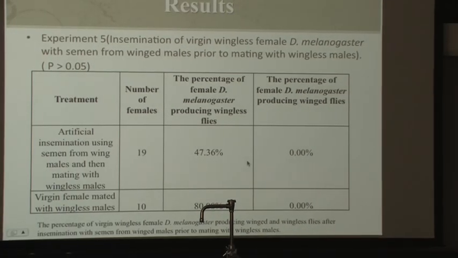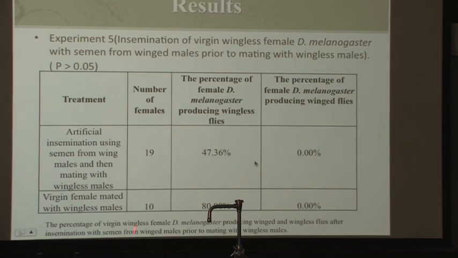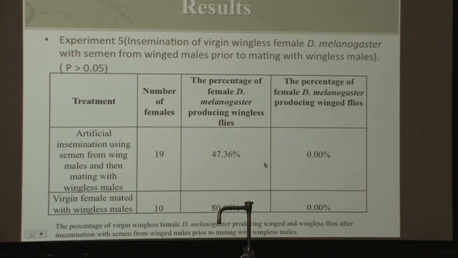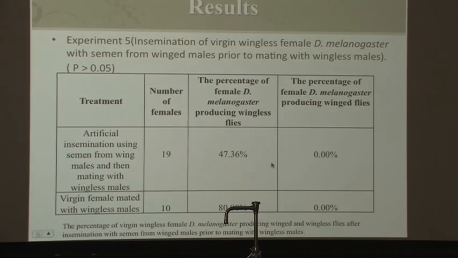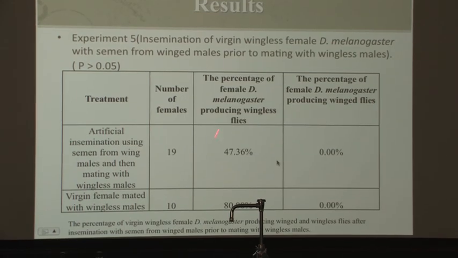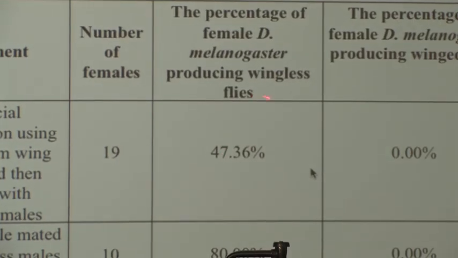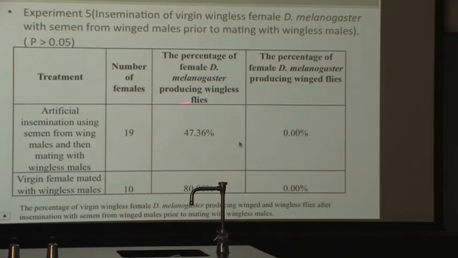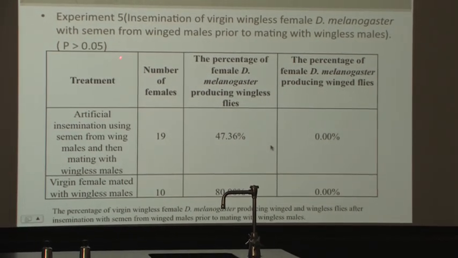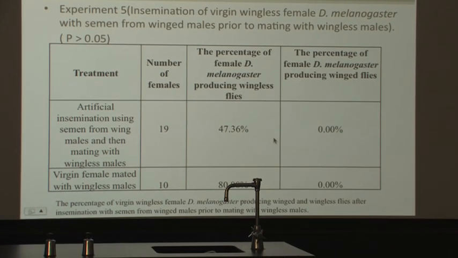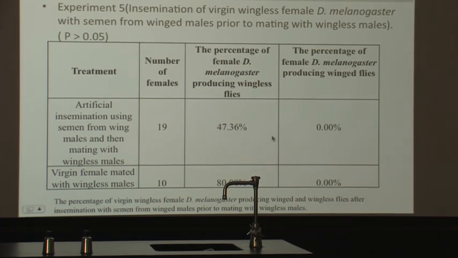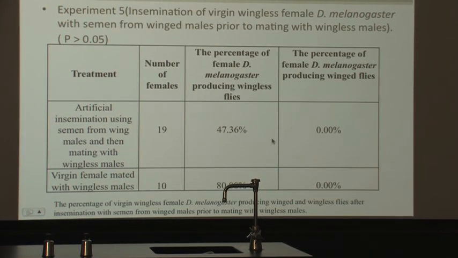Experiment 5 shows the percentage of virgin females, and white-eyed females and males, after insemination with semen from the female prior to mating with white-eyed males. Even though both of these treatments can lay eggs, they cannot produce white-eyed flies. So this means the artificial insemination was not successful. After the statistical analysis, the p-value is also more than 0.05. There is no significant difference between these 2 treatments.